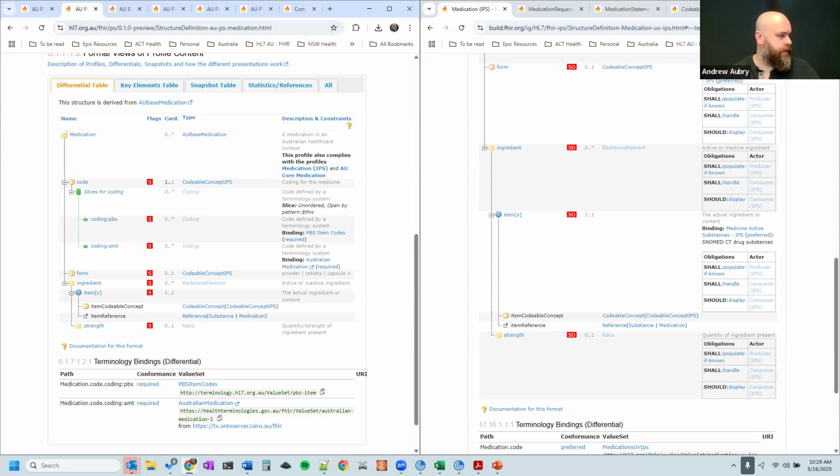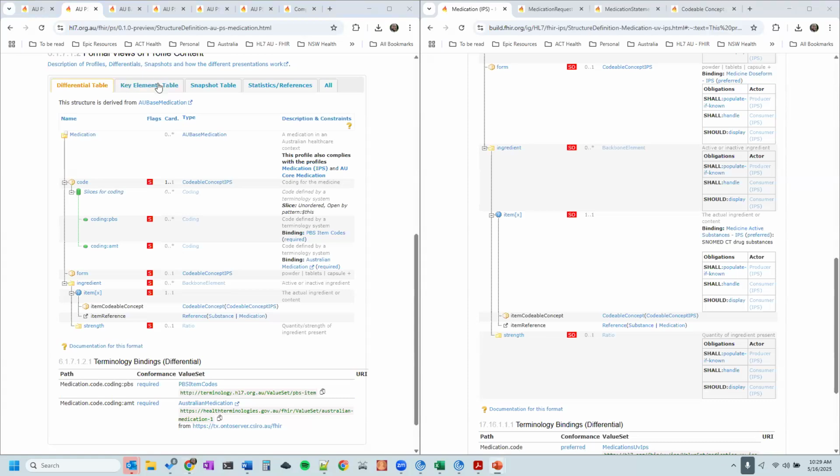So with that, I think we can move on to medication request. Can I just rebuttal on what Brett said? Although it's an IPS version of SNOMED medicine substances, we've probably got an intersection, really. I'd say the Australian value set of substances is very similar to the IPS substances.